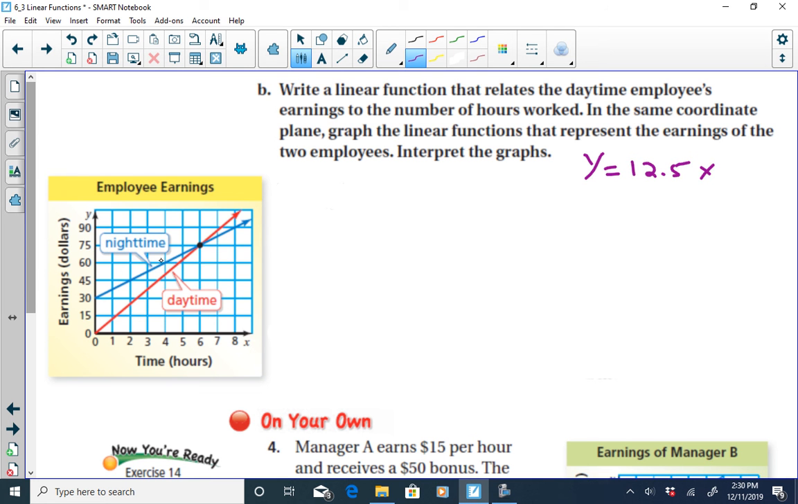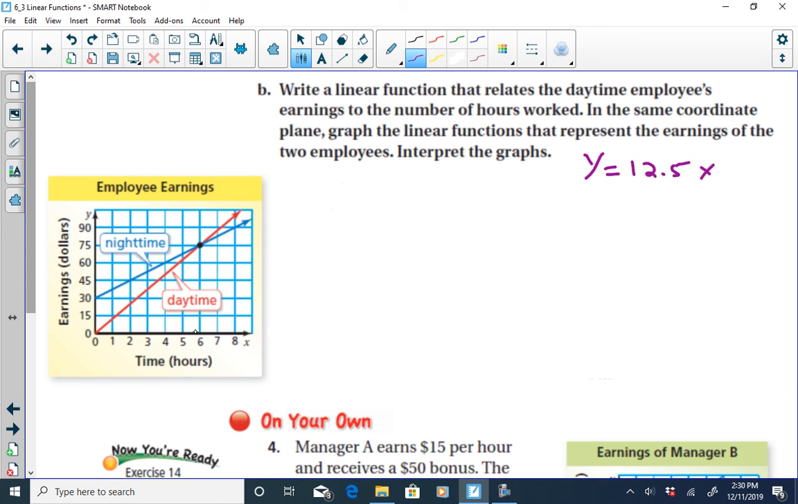So here's the graph of the daytime employee and nighttime employee, and we're asked to interpret the graphs. Well, we see that initially the nighttime employee starts out with more, right? Because with 0 hours, the nighttime employee has that $30 that he or she starts with, and the daytime employee starts out at 0. But as we continue, hour after hour, we get to this point here.